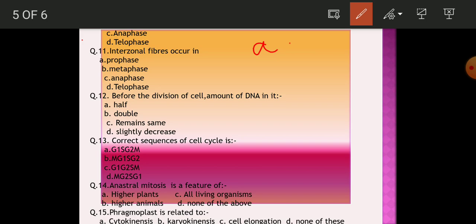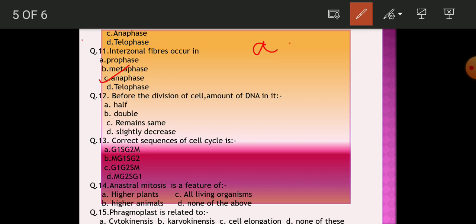Then, interzonal fibers occur in which phase: prophase, metaphase, anaphase or telophase? Interzonal fibers are mainly found in the anaphase stage.